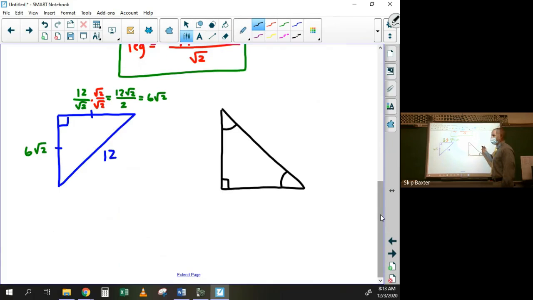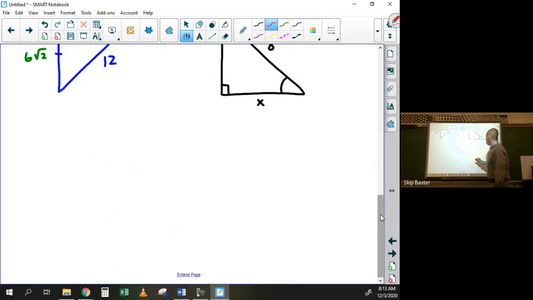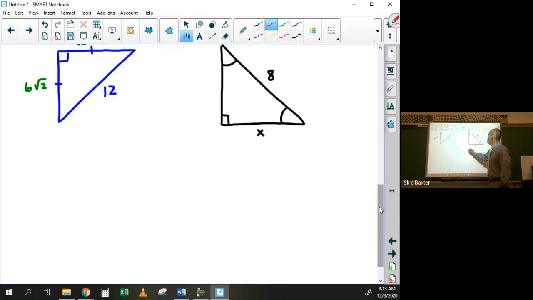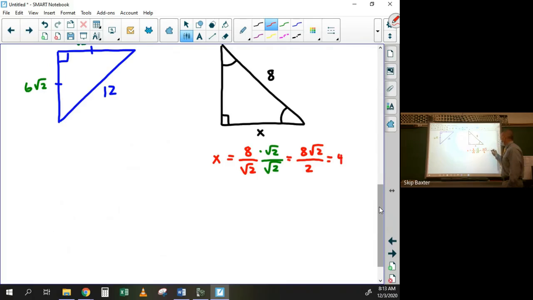So if I knew that this hypotenuse had a length of 8, and I'm trying to find the length of one of these legs, say x or something, then I know that x is actually equal to 8 divided by radical 2. That's it. Rationalize it. So this would be 8 radical 2 over 2, or 4 radical 2. That's the simplest radical form version of this.